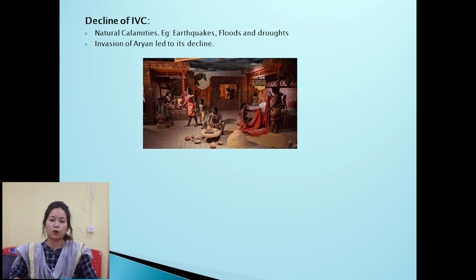Then there are some scholars who are of the opinion that the Indus Valley Civilization mainly declined due to the invasion of the Aryans. The most accepted theory has been that it declined mainly due to environmental factors, that is earthquakes, floods and droughts. But again, there are scholars who are of the opinion that the Aryan invasion was the main reason for the decline of the Indus Valley Civilization.